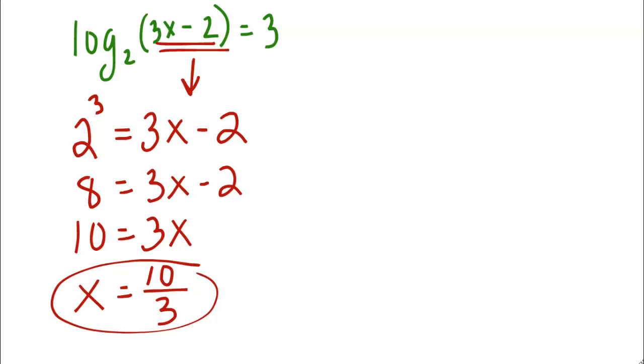The last thing you probably want to do is check your solution. And here I can even just do a visual check. If I plug in 10 thirds for x, I would get 3 times 10 thirds minus 2, which would be 8. And yeah, log base 2 of 8 is 3. That does make sense. You have to be careful because you might encounter some extraneous solutions. I know that if I had a log of x expression, I would know that x would have to be greater than 0. So we just want to be careful of things like that.